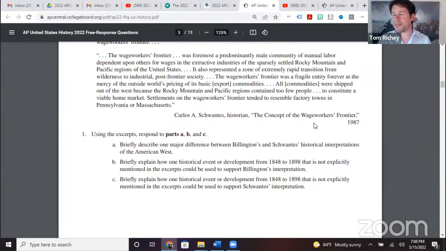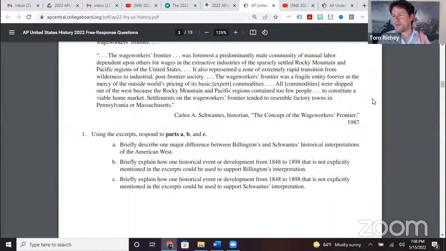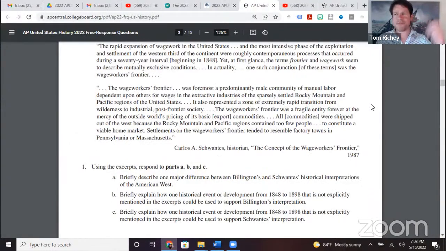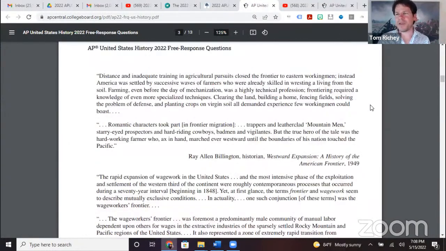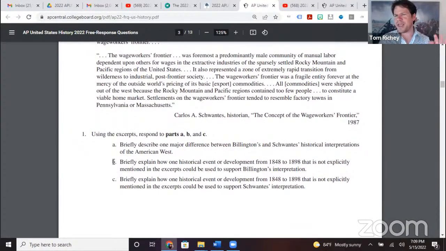Now, I thought that this was pretty basic, an easier one to answer for question A. I found this very easy to pull apart to see farmers and then wage workers. And then you will find B and C, which ask: what is a piece of specific evidence that supports the first one? What is a piece of specific evidence that supports the second one?